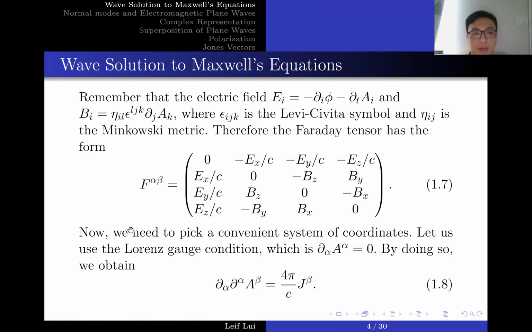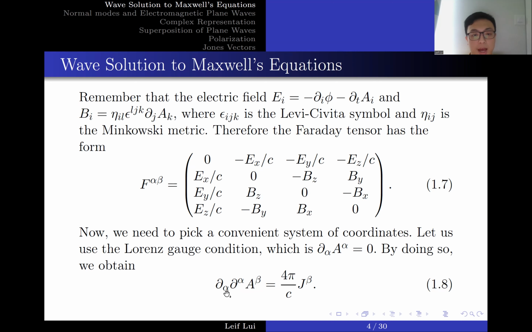So now we need to pick a convenient coordinate system. In other words, we need to pick a gauge. So let us pick a convenient gauge known as the Lorentz gauge. So basically, it is the divergence of the vector potential is equal to 0. And by doing so, we get this equation. And note that this equation is already quite similar to what we want to show.